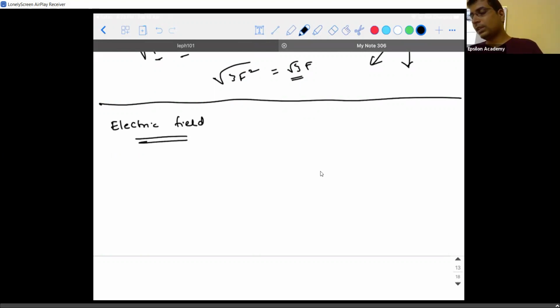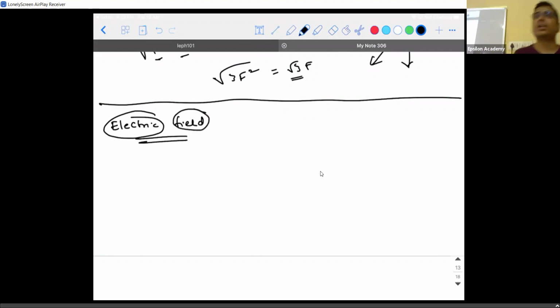So electric here is derived from the word charge, and what do you mean by field? Area or the region, right? So what do you think electric field will be? If I ask you what is magnetic field, what will you say? The area around the magnet where you can sense some magnetic force. In a similar way, what do you think electric field is? Electric field is a region around a charge or a charge distribution where you can sense some electrostatic force.